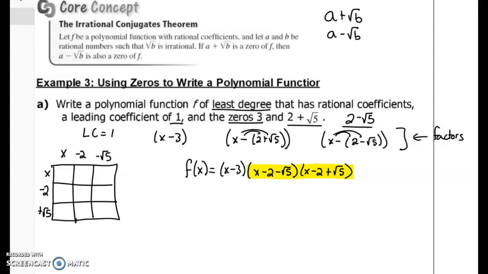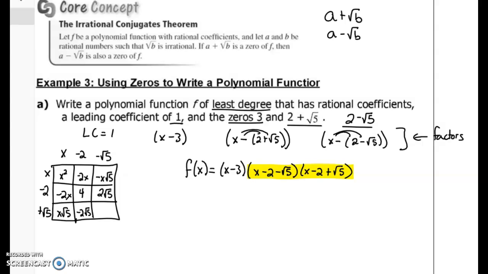Okay, so this first box is x times x, that's x squared. X times negative 2 is negative 2x. X times negative square root 5 is negative x square root 5. The next row is negative 2 times x, that's negative 2x. Negative 2 times 2 is positive 4. Negative 2 times negative square root 5 is a positive 2 square root 5. On this bottom row, x times the square root of 5 is x square root 5, and then negative 2 times the square root of 5 is negative 2 square root 5.